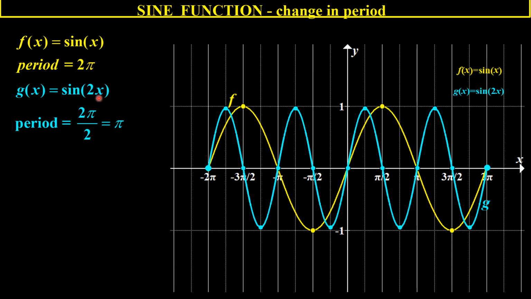So for the period, you take 2 pi and divide by that coefficient: 2 pi divided by 2. If this is 4x, it will be 2 pi divided by 4. If this is 5x, it will be 2 pi divided by 5, right?